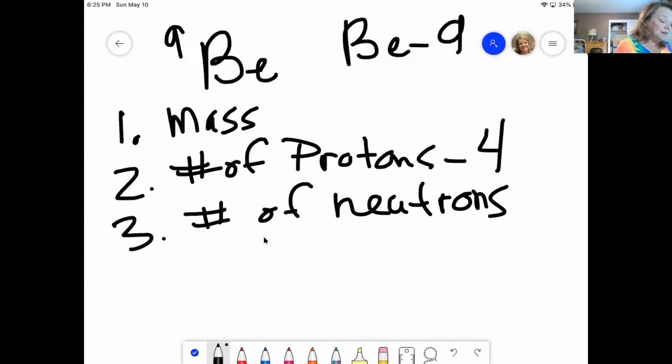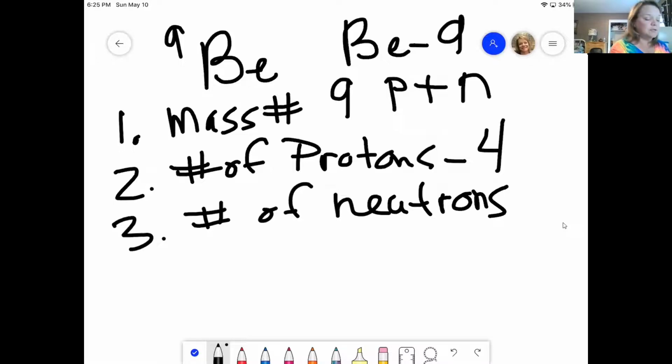The mass number, I should have put that on here. The mass number is told to you. I told you the mass number. The upper left-hand corner, remember, surrounding the symbol of any element, the upper left-hand corner is always designated for the mass number. So the mass number is going to be 9. Remember that mass number by definition is the number of protons plus neutrons.